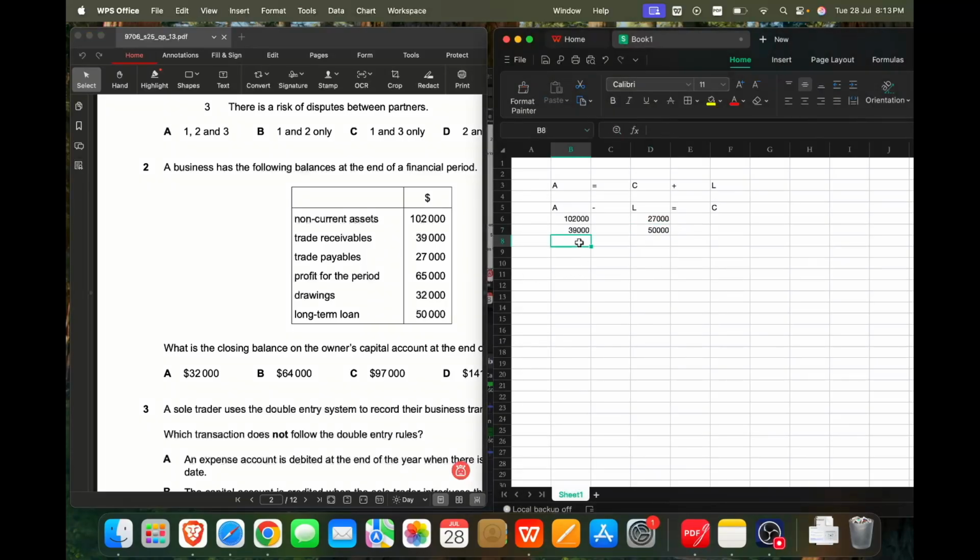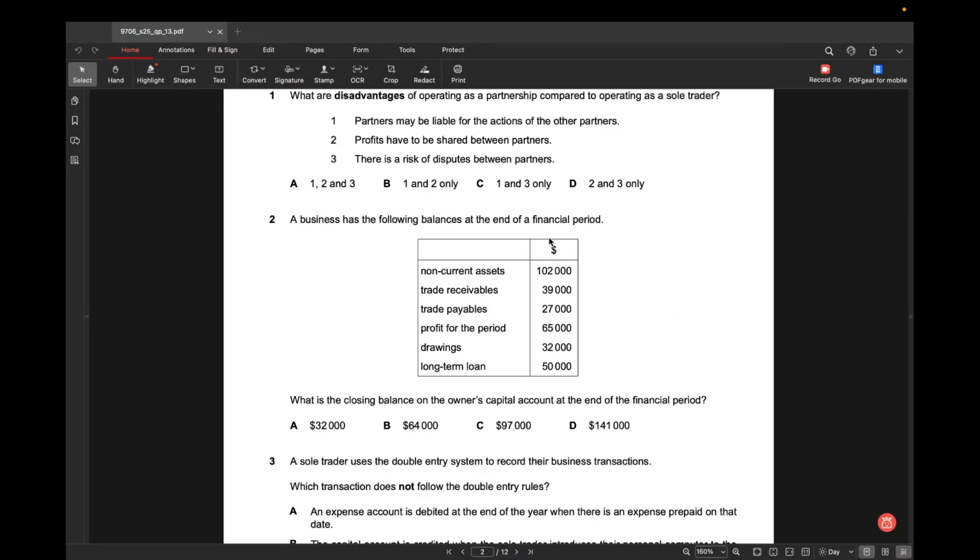Okay, let's add this. So total asset is 141,000, and let's look at the liability. And the total liability is 77,000. So I said that asset equals capital plus liability, so capital equals asset minus liability. So capital equals this assets minus this liability, which is 64,000. So at the end of the financial year, the amount of capital is 64,000. So the correct answer is B.